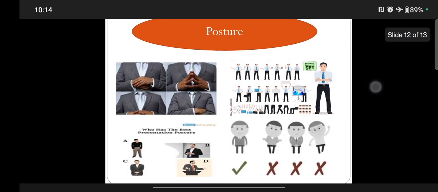The last and very important part is the posture. The first thing that comes to the mind of the audience is the way you're standing, the way you're walking, the way your hand movements are taking place. So all these are to be kept in mind, that the way you're standing is going to be observed by the audience.